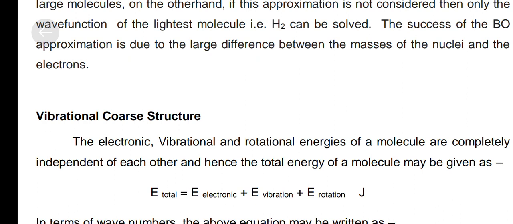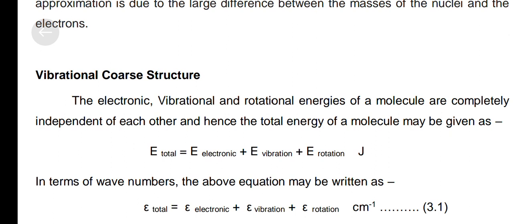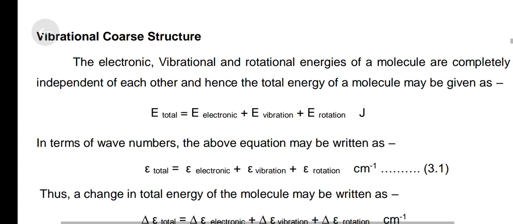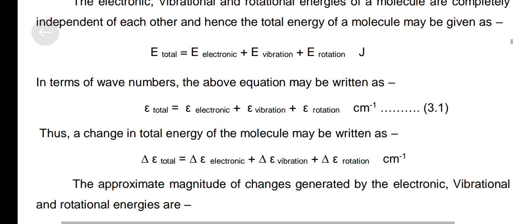Vibrational coarse structure. The electronic, vibrational, and rotational energies of a molecule are completely independent of each other, and hence the total energy of the molecule may be given as E total is equal to E electronic plus E vibrational plus E rotational joules. In terms of wave number, the above equation may be written as E total is equal to E electronic plus E vibration plus E rotational centimeter inverse. Thus, a change in total energy of the molecule may be written as delta E total is equal to delta E electronic plus delta E vibration plus delta E rotation per centimeter.